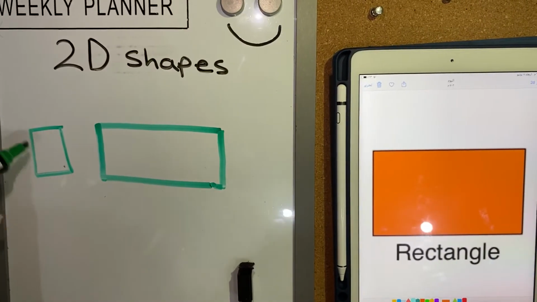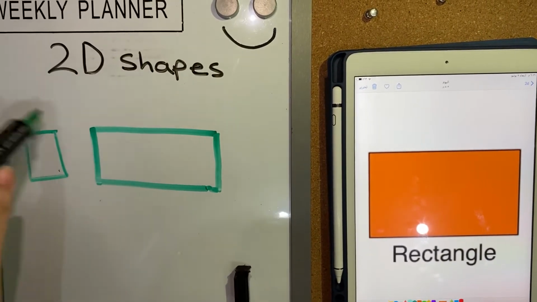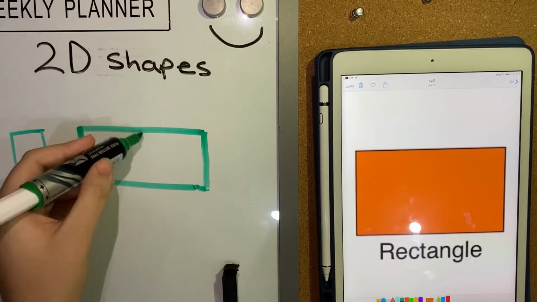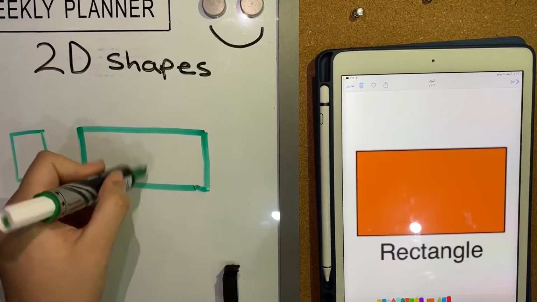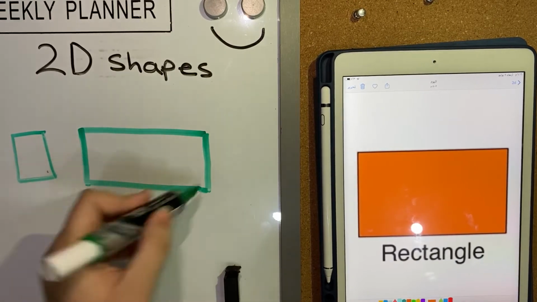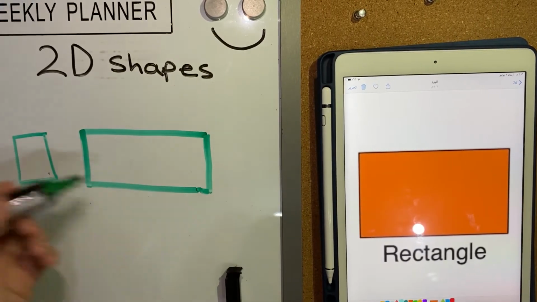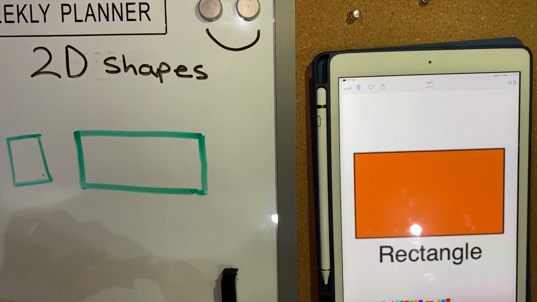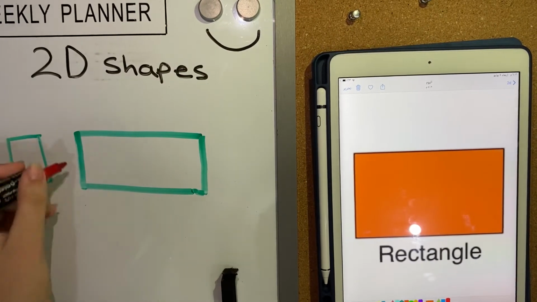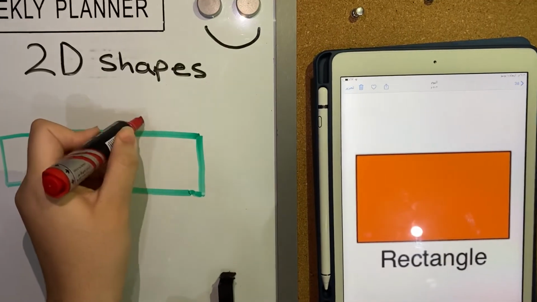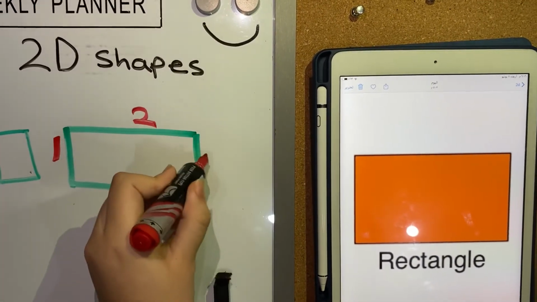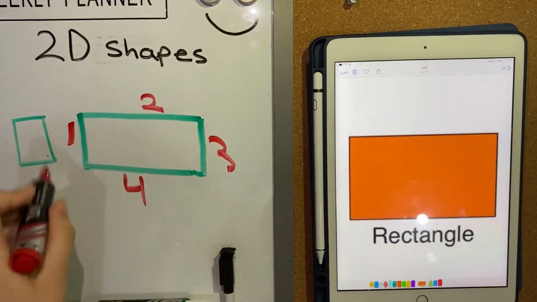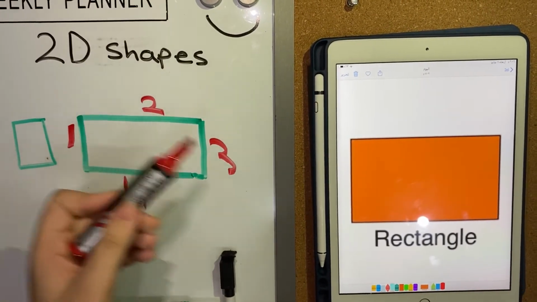The four sides of the square are equal to each other, but with the rectangle, these sides are the same, and these are the same, but these are not the same. That's the difference between the rectangle and the square. How many sides does it have? 1, 2, 3, 4. 4 sides. So this is the rectangle.